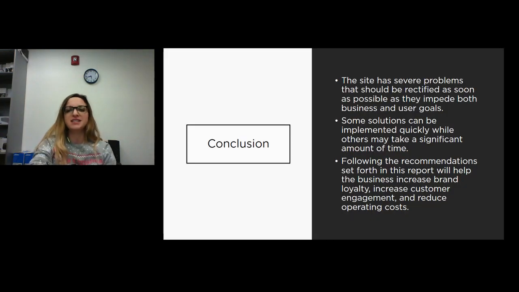So, while this analysis with recommendations may appear to be overwhelming, the good news is that all problems identified have concrete solutions that can be implemented. I truly believe that these recommendations will serve to better Bows and increase its longevity.